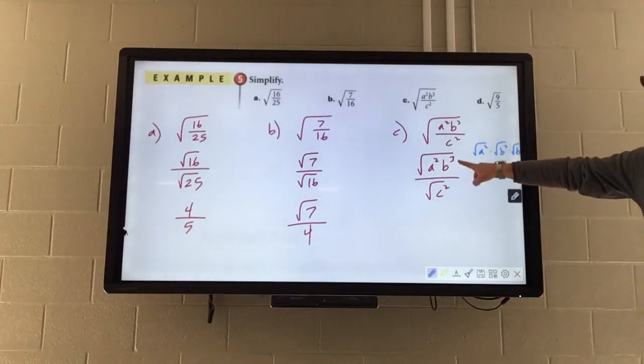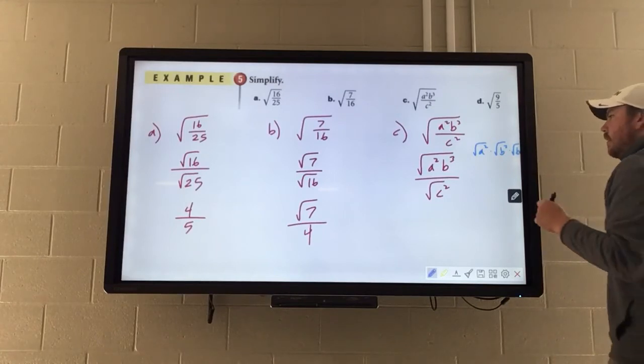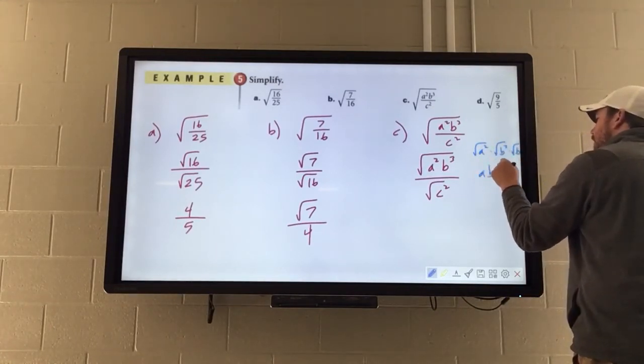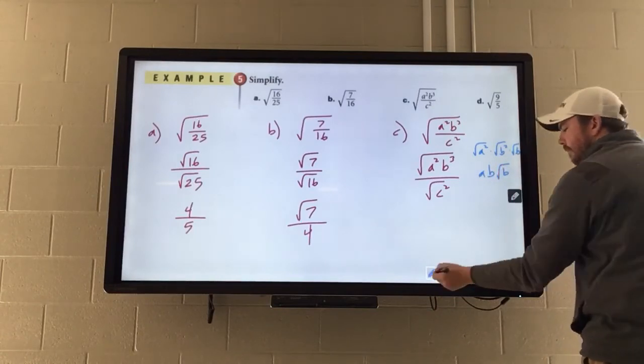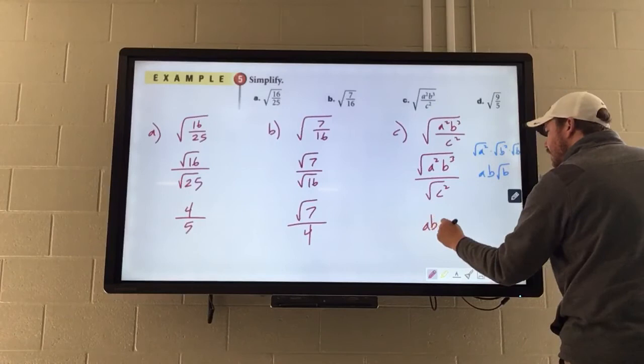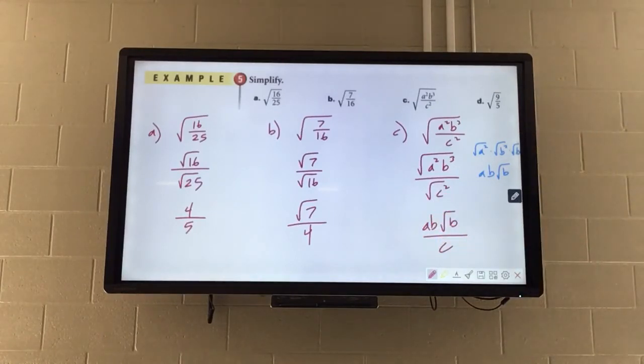Okay, notice I took my odd powered variable here, and I broke it up into square root of b squared times the square root of b, which allows me to rewrite this as the square root of a squared is a, square root of b squared is b, times the square root of b. So I end up with a, b, square root of b, over square root of c squared is c.